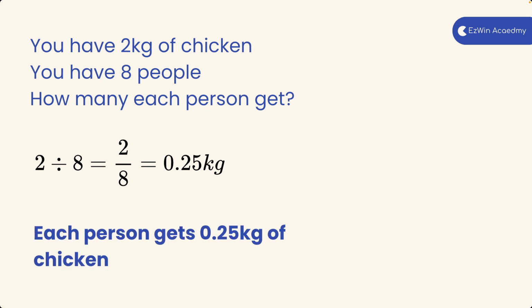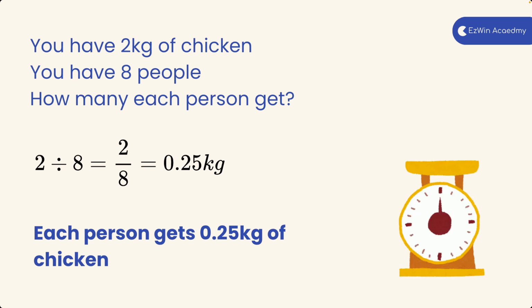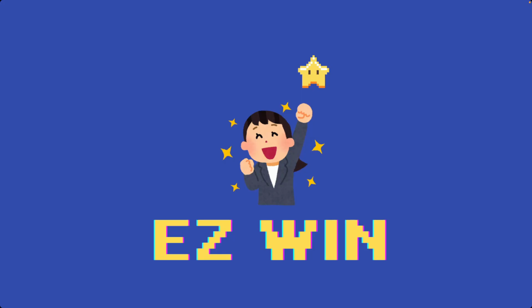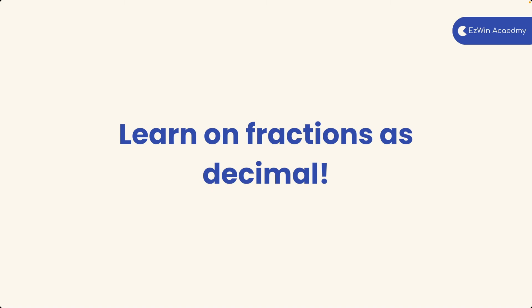So each person gets an equal amount, which is 0.25 kg of chicken, because you have a weighing scale in your kitchen and you're able to weigh precisely, accurately, exactly 0.25 kg of chicken. And that is an easy win. So let's get started on the first example.